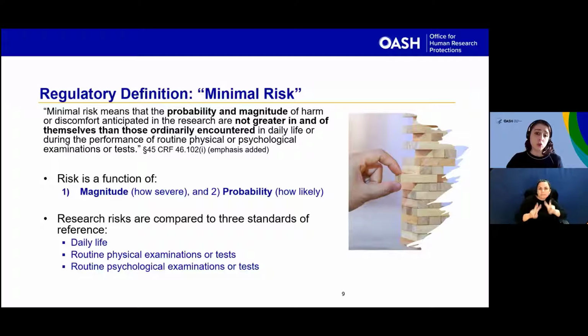So, as I mentioned earlier, we know that risk is a function of how severe and how likely something may be. And with this definition, we now know that research risks, specifically, are compared to three standards of reference: 1, daily life; 2, physical examinations or tests; and 3, routine psychological examinations or tests. And so, as researchers, when you think about the risk posed by your research procedures, you should think of them in relation to these three standards of reference.